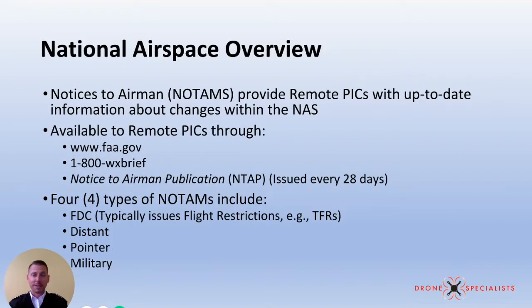Information about airspace is presented to us in NOTAMs, Notices to Airmen. Now, in the previous slide, we talked about the different maps and charts and materials that you can use to find out what's going on with airspace, the different dimensions, heights, etc. They don't always stay the same. A lot of times airspace will change. As airspace changes, the FAA has to issue what are called NOTAMs, Notices to Airmen. They give us up-to-date information about changes in the National Airspace System.